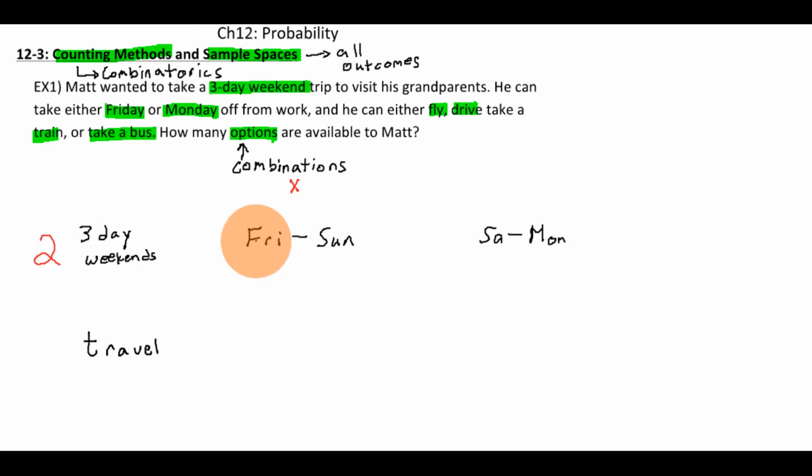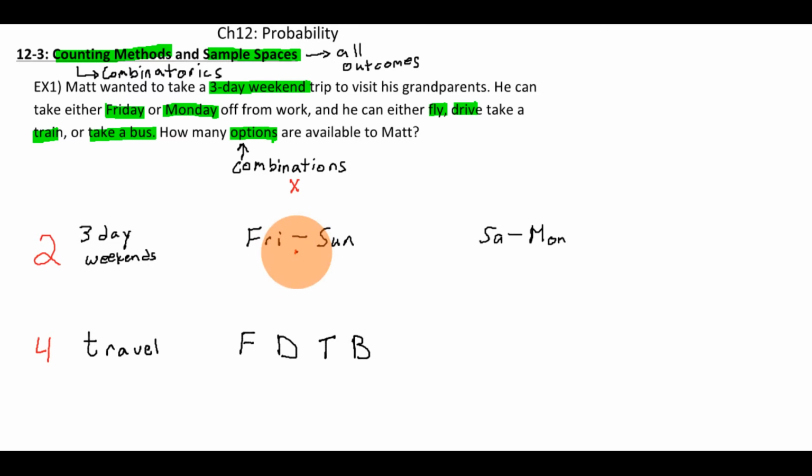So if he left on Friday through Sunday, he could fly, he could choose to drive, he could take a train, or he could take a bus. All right, so these are the 4 different methods of travel. Let's go ahead and write that down as well. I'm going to put a 4 down here. And let's actually connect this 3-day weekend with each different method of travel.